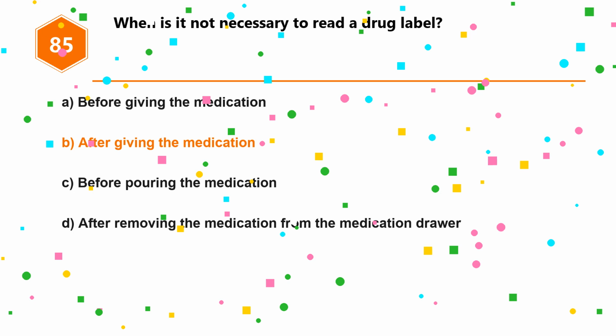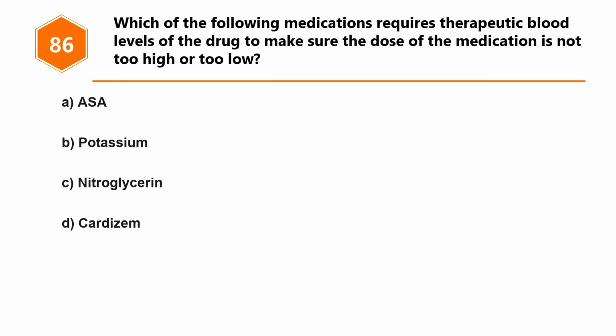The correct answer is option B. After giving the medication. Question 86. Which of the following medications requires therapeutic blood levels of the drug to make sure the dose of the medication is not too high or too low? Option A. ASA. Option B. Potassium. Option C. Nitroglycerin. Option D. Cardizem.